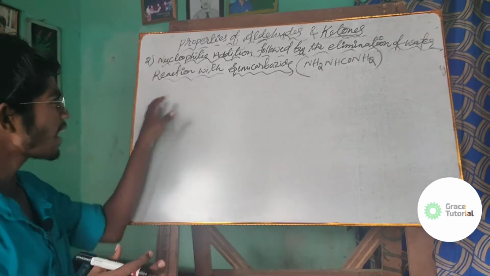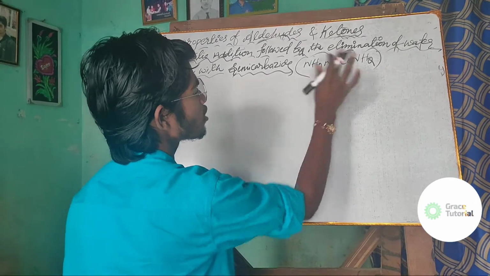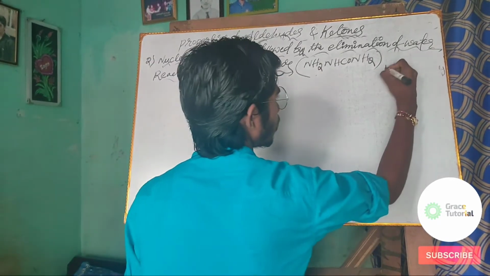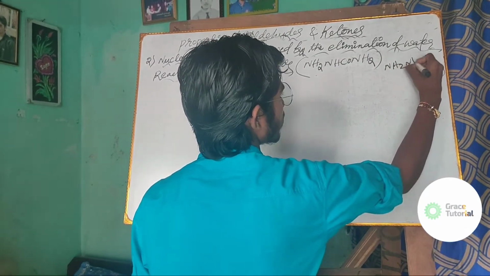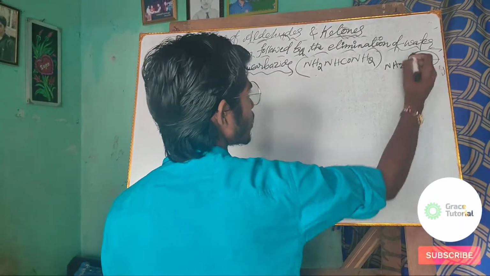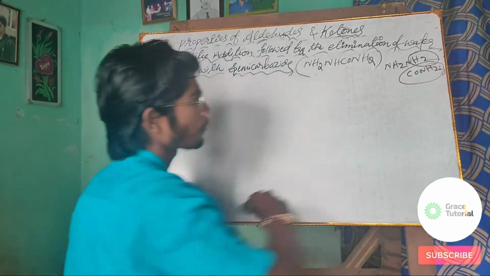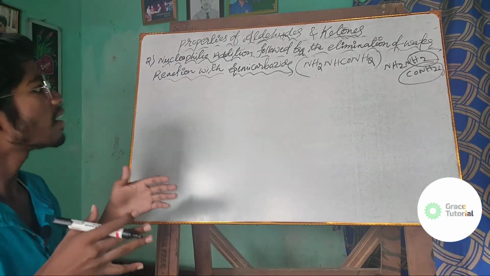The semicarbazide formula is NH2NHCONH2. Here it is nothing but hydrazine, where one of the hydrogens is replaced by CONH2, that is the amide group. That's why it is semicarbazide.